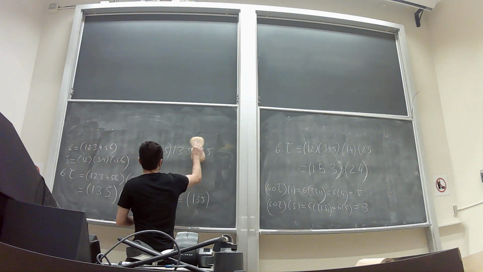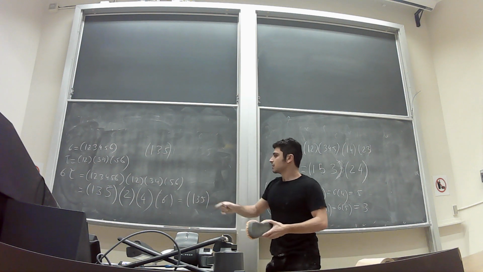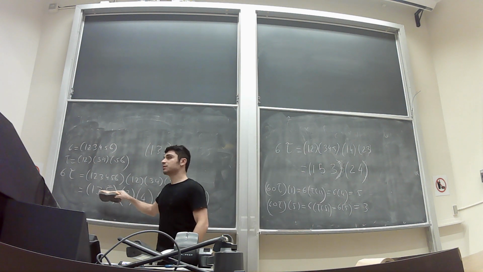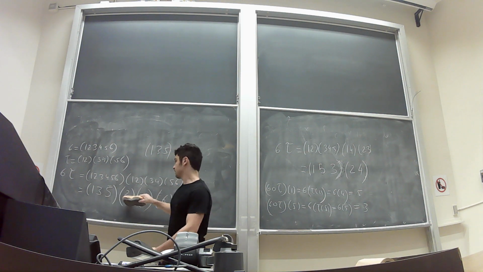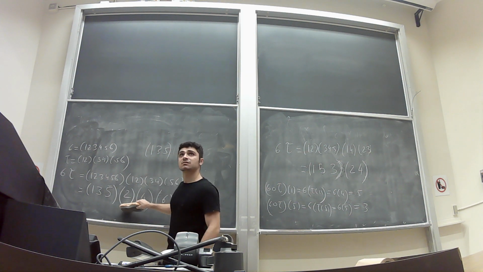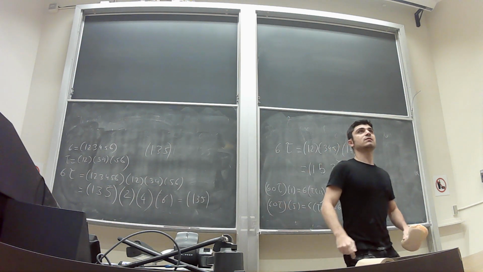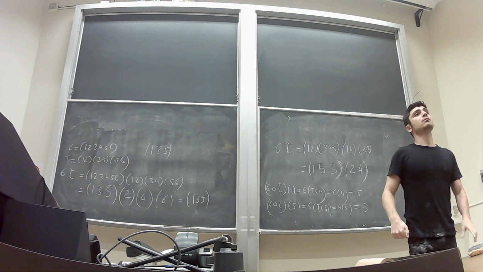Okay? Then you've seen how sigma tau behaves on 1, 3, and 5, right? Then you have to see what happens on 2. 2 is fixed, so you close the bracket. 4 is fixed, so you close the bracket. 6 is fixed, so you close the bracket. Clear? Yeah, thank you.